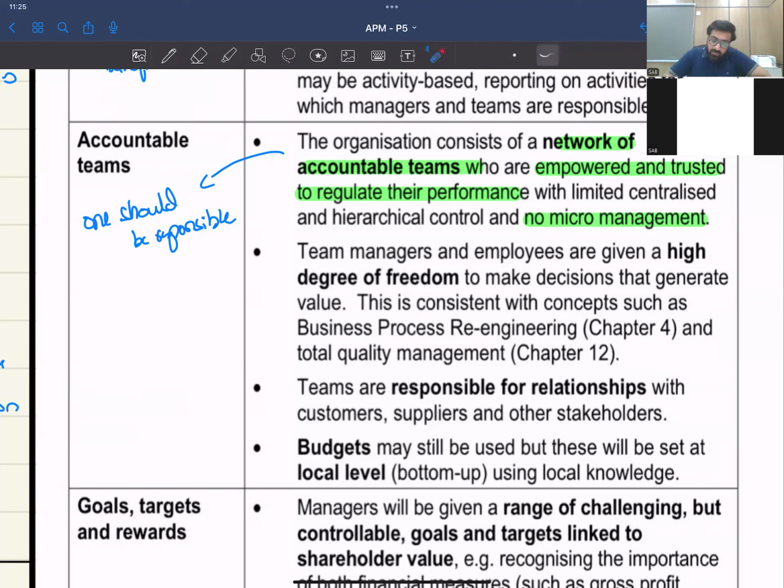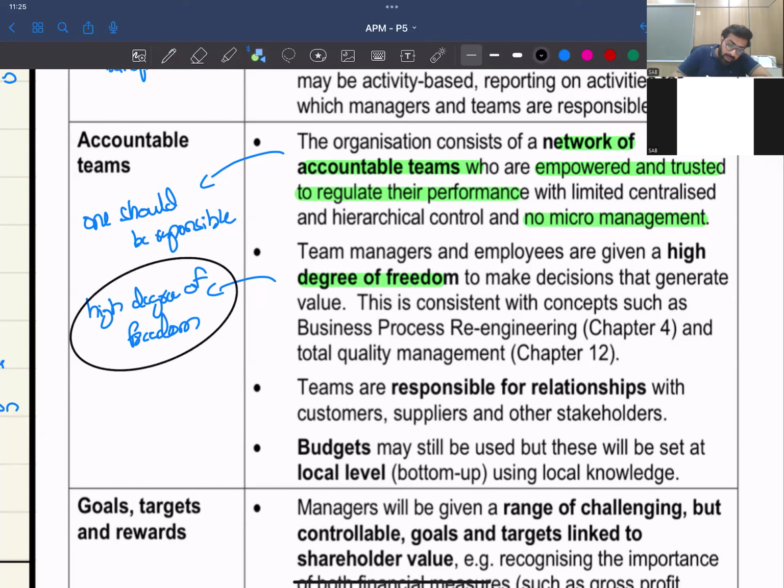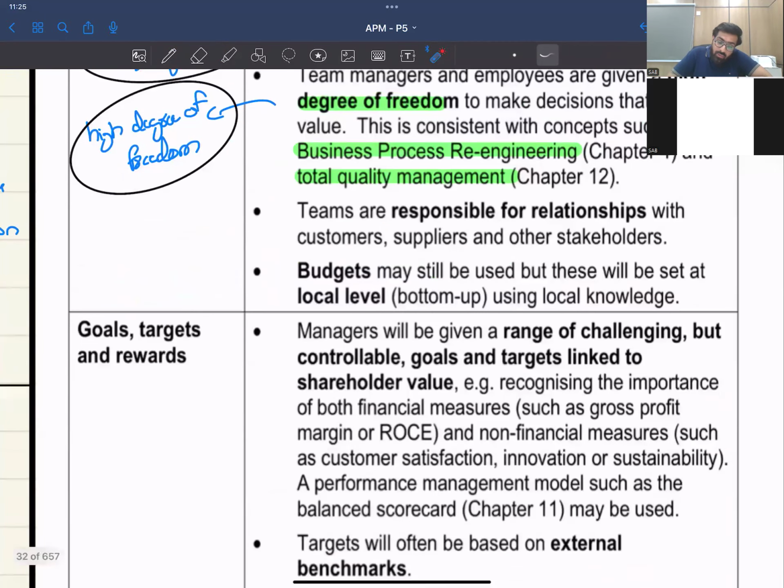Okay. So team managers and employees are given a high degree of freedom in budgeting. You cannot restrict or limit them. They need a high degree of freedom. You will read some things, and you have read that in SPL as well: business process re-engineering, total quality management. You guys have read that, and we'll be reading it again, obviously. And teams are responsible for relationships. You should be maintaining relationships with customers, suppliers, and stakeholders.